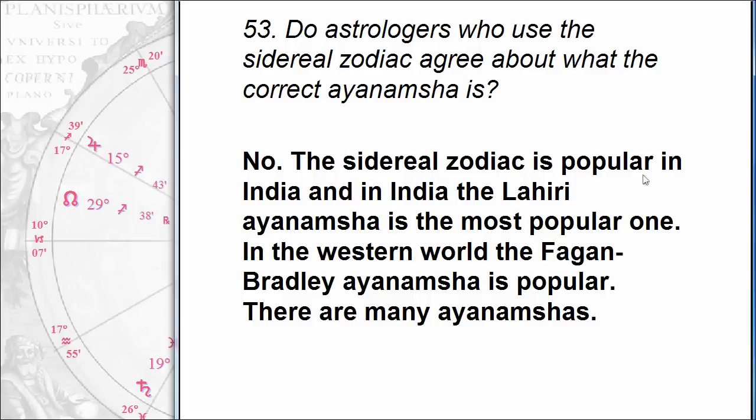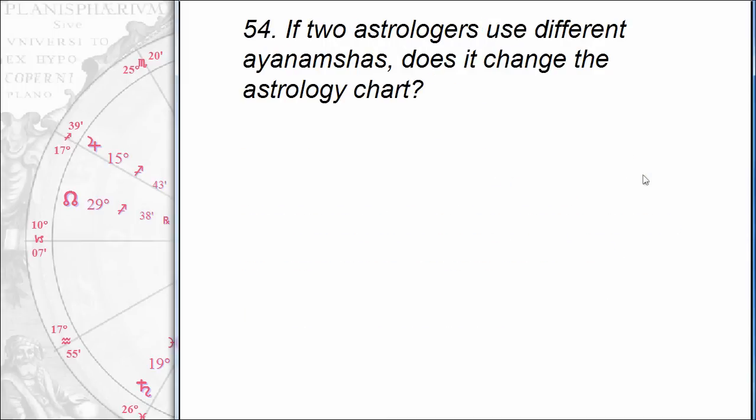So in India, sidereal zodiac is very popular, and some people use what is called the Lahiri ayanamsha. There are many, many ayanamshas. Some people in the Western world use an ayanamsha called the Fagan-Bradley ayanamsha. They just don't agree exactly where the zodiac begins in the sidereal zodiac. There are many ayanamshas. Those are just two of them.